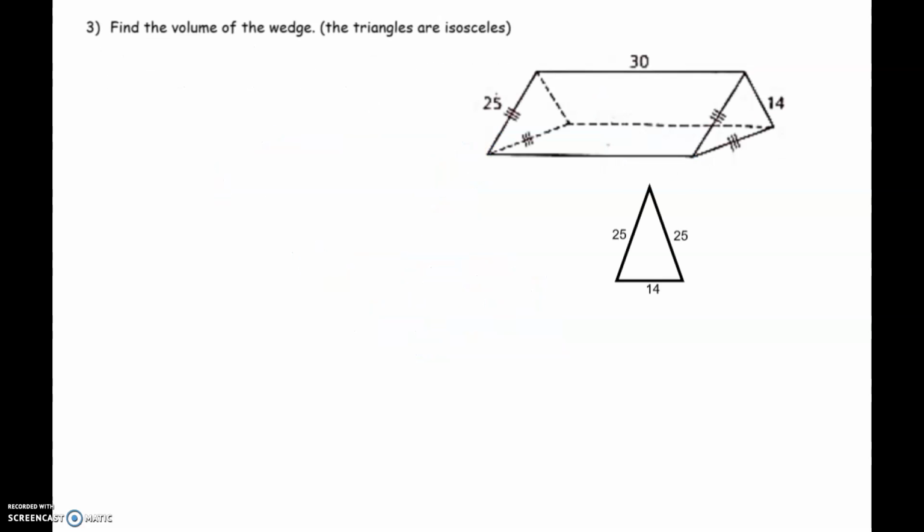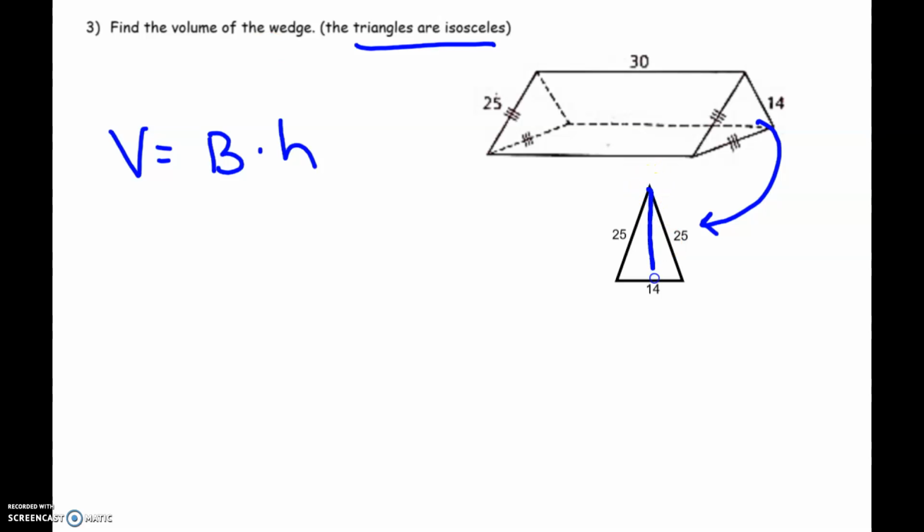On to number 3. Number 3, we have a triangular prism here. And it does tell us our triangles are isosceles. So I've grabbed one of these bases so that I can find its area, because again, we still need the base times the height to find the volume. So we have a 25, 25, 14 if we drop the height. Remember, it does bisect the base, so this is now 7, and you'll recognize this is a 25, 7, and our height is 24 here, one of our Pythagorean triples.